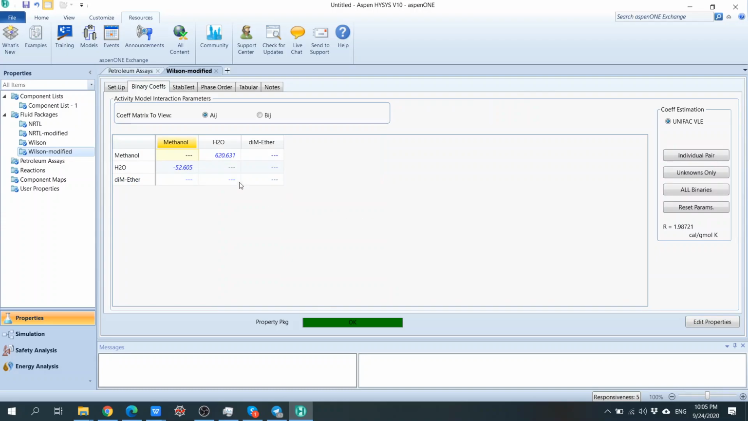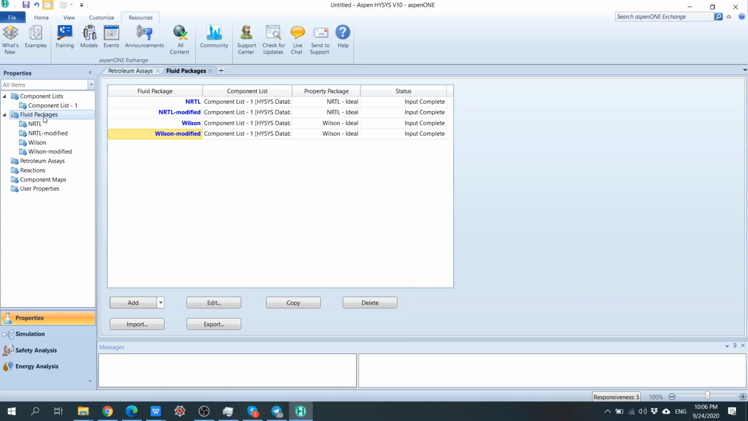Yeah, so in this Wilson modified, we can also do the same. You can see the activity coefficients between Wilson and the NRTL are different, right? So 610 and minus 52. This is 620, and the 610 and minus 48. So a bit different. Depending on the equations that we use to regress the data, we get the differences. So when we click estimate, it will estimate the other missing interaction parameters.